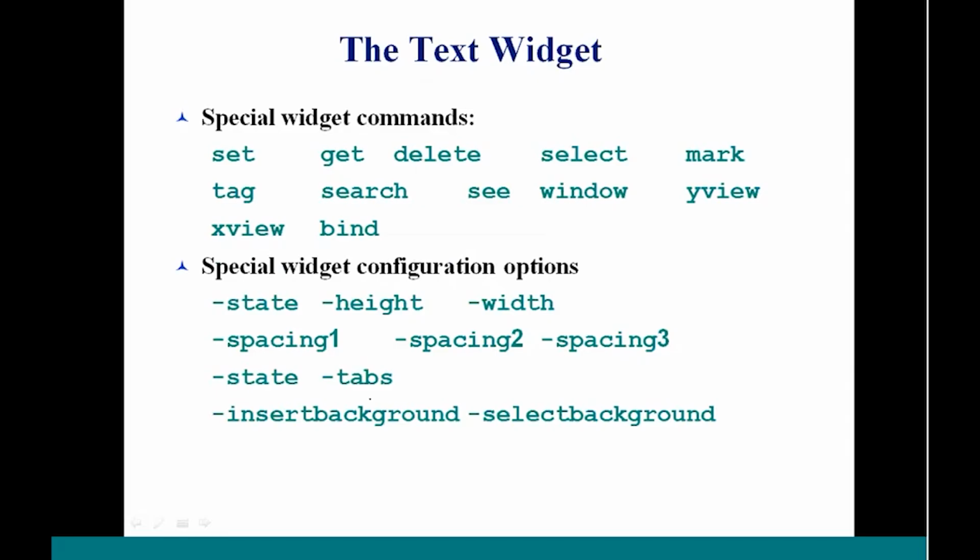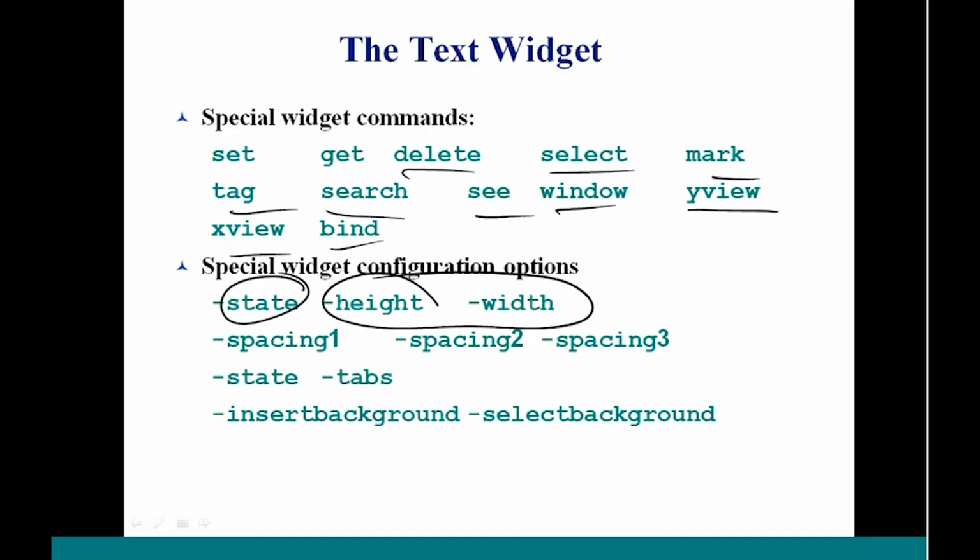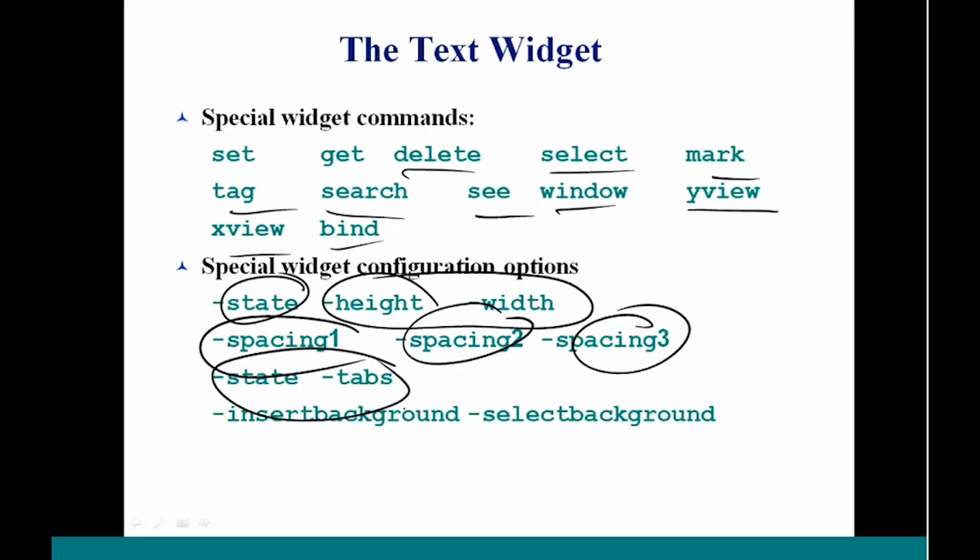So what are some special widget commands? Set, get, delete, select, mark, tag, search, see, window, yview, xview, bind. These are all special widget commands for the text widget. And then the configuration options: we have a state that we can define, height and width, spacing1, spacing2 and spacing3, and then the state tabs, and then we can say insert background or select background.